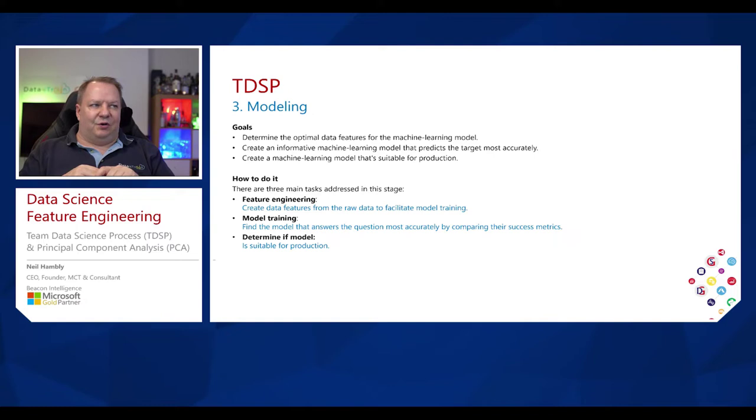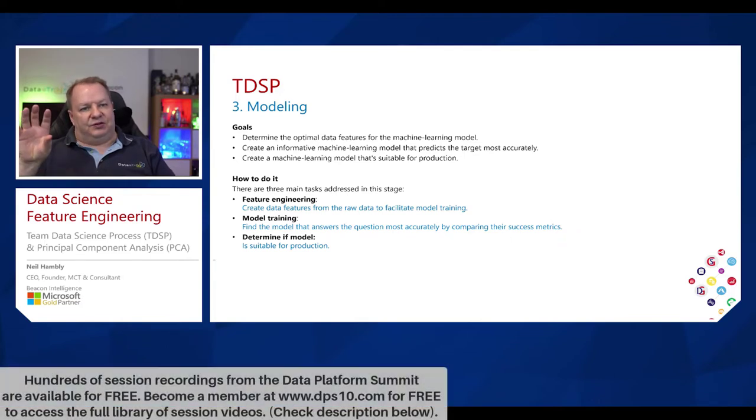We're going to need to make sure that we have the right type of model, and that it can potentially learn and improve and get better over time as well. But it's going to be suitable for production at the end of the day. There's no point building something that is unstable and unreliable and doesn't have the characteristics of a stable, production-ready model. So that's important. Now there are three main tasks in order to achieve that.